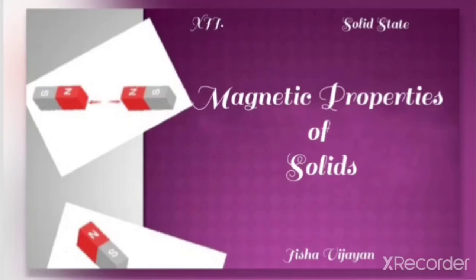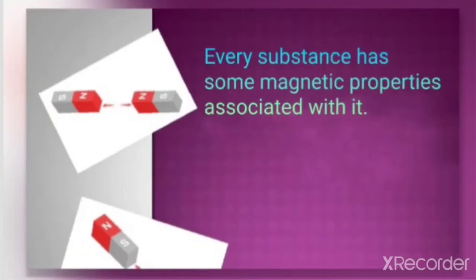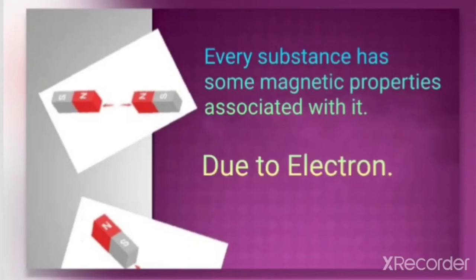Hello students, in this video we are going to discuss another important property of solids, that is the magnetic property. Every substance has some magnetic properties associated with it, and the origin of these properties lies in the electrons. Due to the electron, the substance has some magnetic properties.